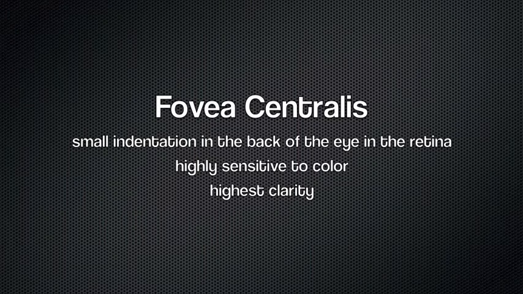Fovea centralis. Now that we've established what exactly rods and cones are and how they play a part in how we see, it's time to elaborate on the fovea centralis. So where exactly is it? Is it the same as the retina? Not quite. It is actually more of a specific area in the middle of the retina, a small indentation. As you know, this area only contains cones, and it is where we have the highest acuity and sensitivity to color.